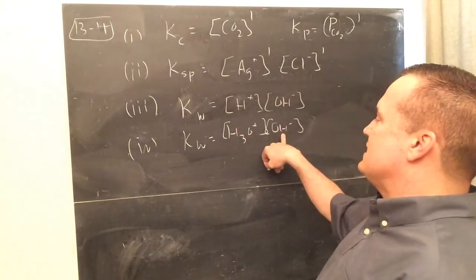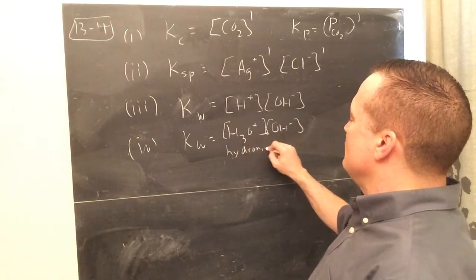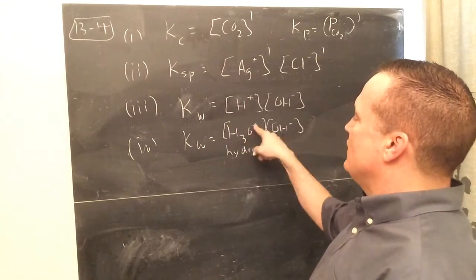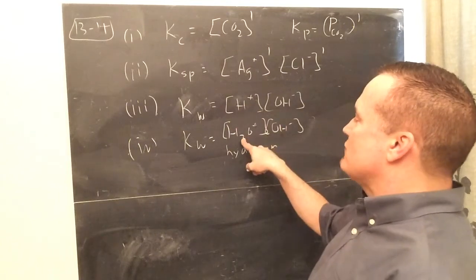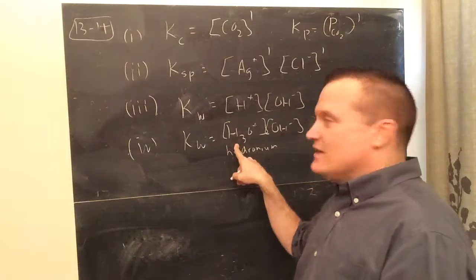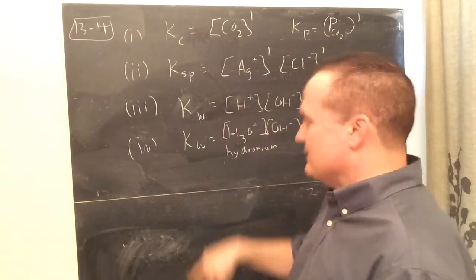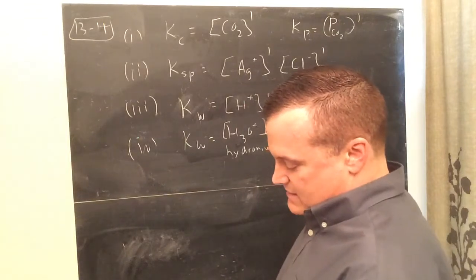That's called hydroxide. That's actually called hydronium. Hydronium ion, H+. Both of these are hydronium. This is probably a better way to think of it, because the H really joins onto a water molecule. It's not sitting around freely.